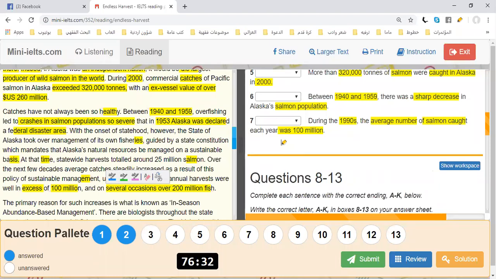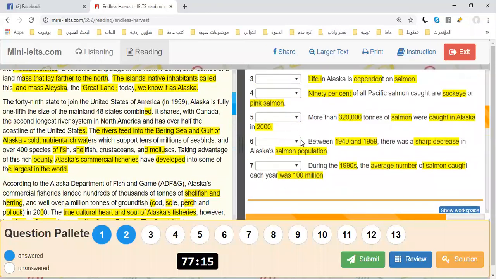Fatima, Mustafa, Ayman said false. No, it's not 100 million. Why is it false? Excess of, thank you, Mustafa. Yeah, more than, thank you, Fatima. Yes, it's actually more than 100 million. It's not 100 million, no, it's excess. Yes, thank you, Ayman. It's excess, which means more than, yes.